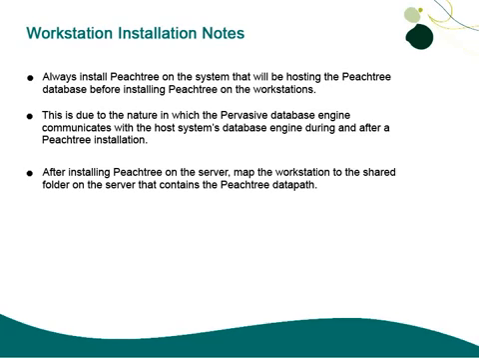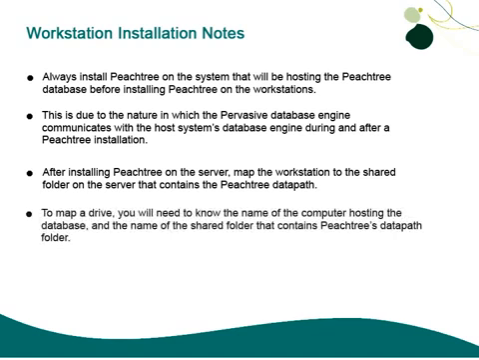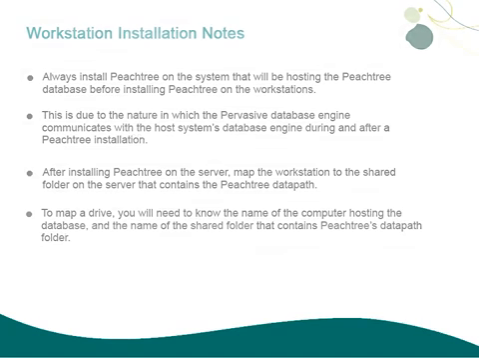After installing Peachtree on the server, you should map the workstation to the shared folder on the server that contains the Peachtree data path. To properly map a drive, you will need to know two things about the system that currently stores Peachtree's data: the name of the computer, which can be found by right-clicking on the My Computer icon and selecting Properties, and the name of the shared folder that contains Peachtree's data path folder. Always map the folder above the data path folder.